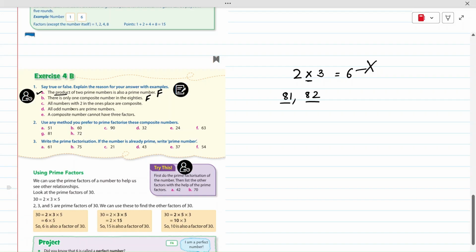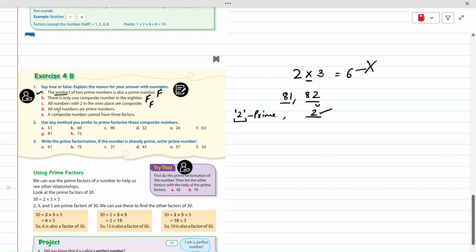Next is all numbers with 2 in ones place are composite. This we have done, that except 2, all the other numbers are composite. So this is a false statement because it is also considering the number 2 only. The number 2 is a prime number; except the number 2, all the other numbers which have 2 at the unit place, or you can also say ones place, are composite.